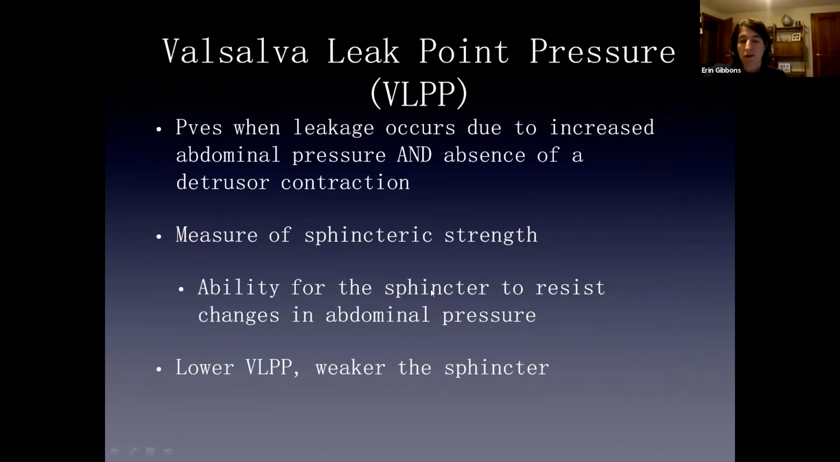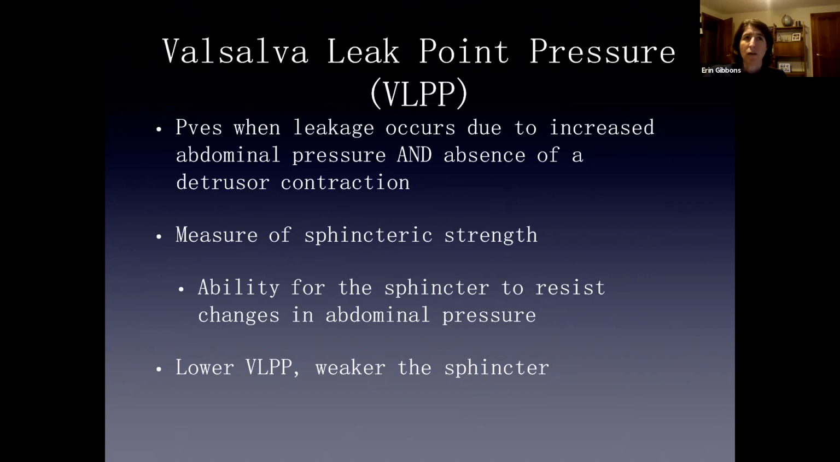Valsalva leak point pressure is what we use for stress incontinence, and it's a measurement from the urethral catheter, which is the pressure within the bladder, so the vesical pressure, when leakage occurs from an abdominal contraction or increased abdominal pressure in the absence of a contraction of the detrusor muscle. So it is a measurement to some degree of the strength of the sphincter to keep a person from leaking. The lower the pressure needed to push urine past that sphincter, the weaker the sphincter is, right? If it takes a lot of pressure to leak past the sphincter, you have a very strong sphincter.